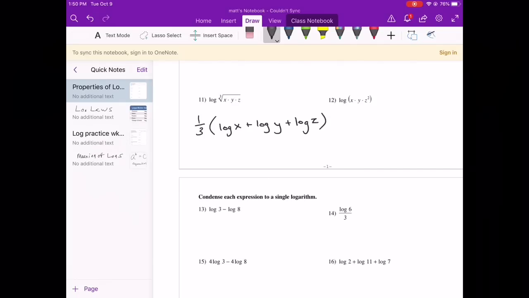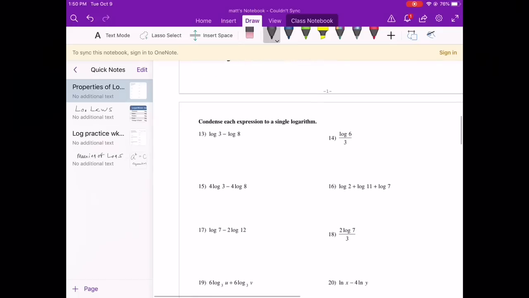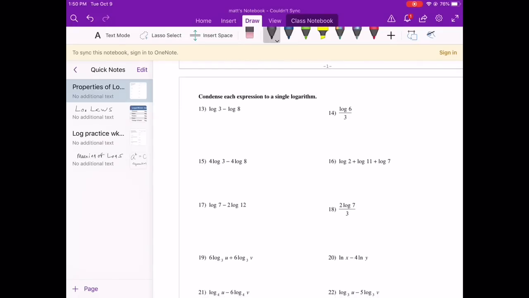Now we could go backwards. If we're paying attention, number 13 is asking us to condense. That means I want to take the long form, like what I just created, and go backwards to a more simplified version of it. So subtraction makes me think division. So log of 3/8. Again, notice that because that base is blank, it's still blank down here, but that's still log base 10.